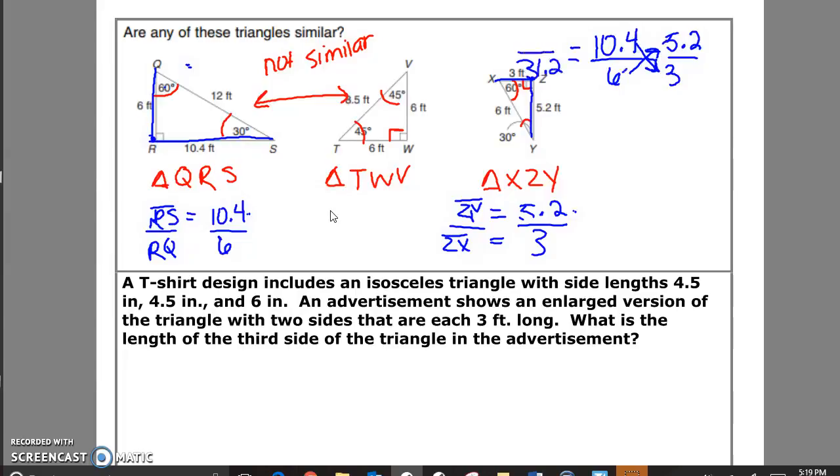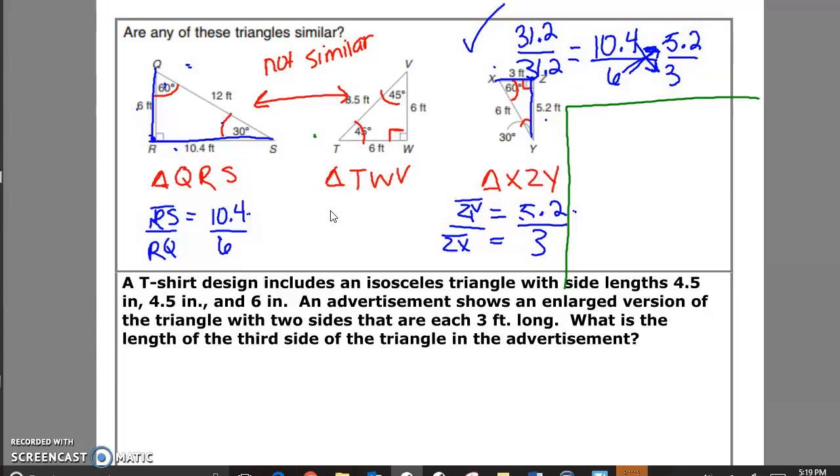And then I have 6 times 5.2, which is 31.2. So those are similar triangles, although their side lengths are different, but proportionally they are similar. And their angles are identical, which has to happen. Okay, now a little side note.